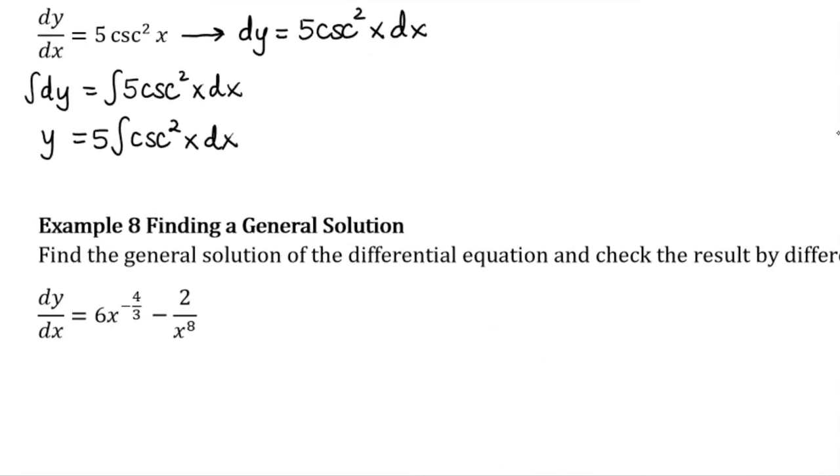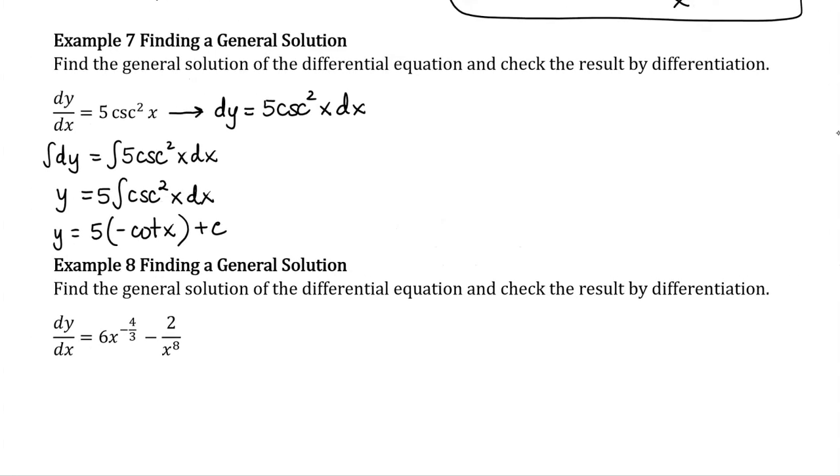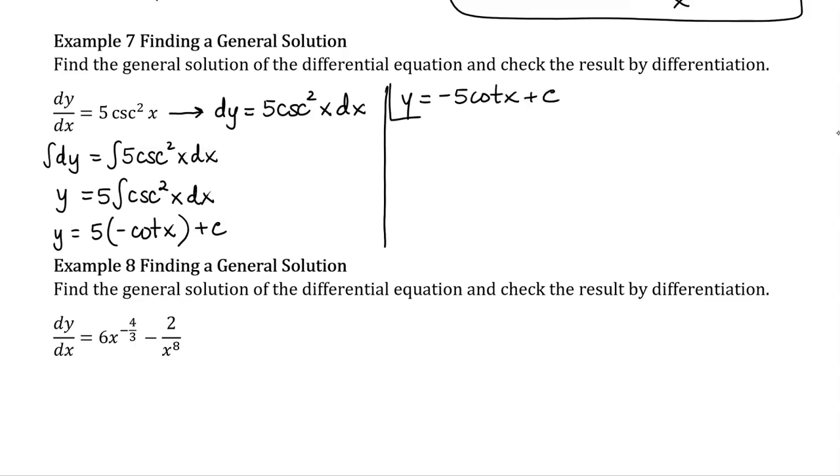So we have that y is equal to 5 times negative cotangent x plus c. I'm just going to rewrite that so it looks a little bit better. That would be negative 5 cotangent x plus c. So that's our answer. Let's check our answer.